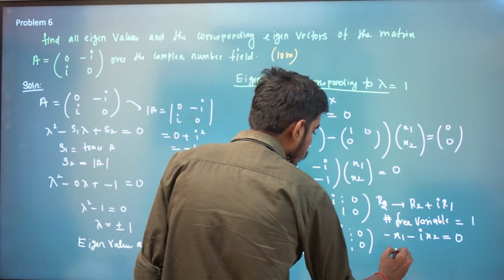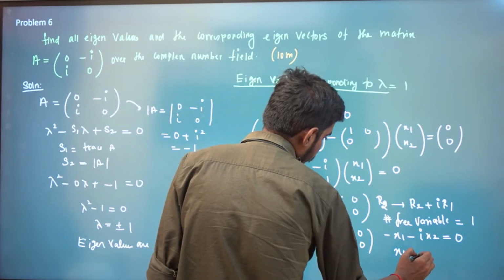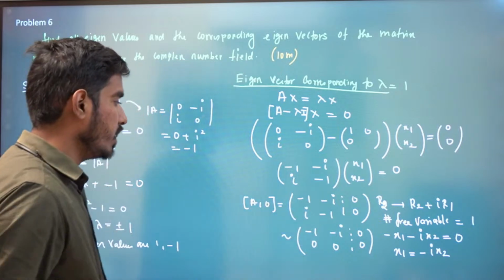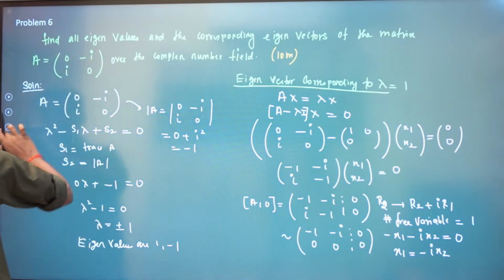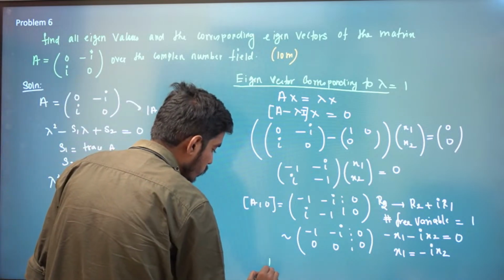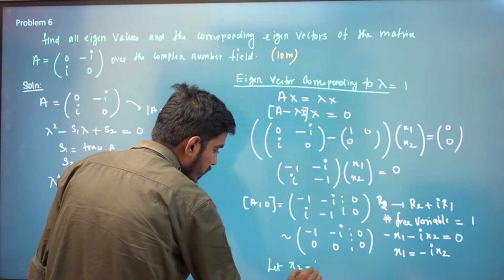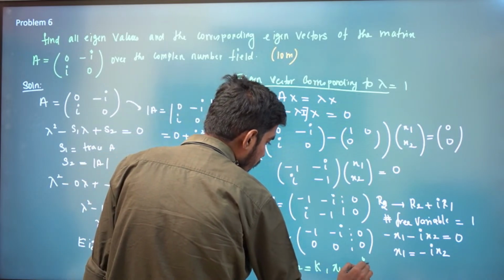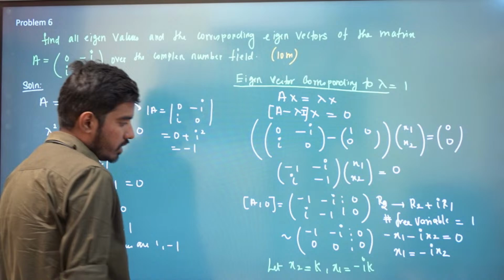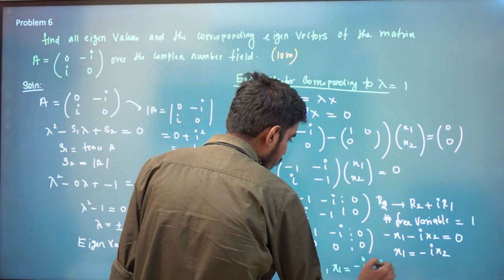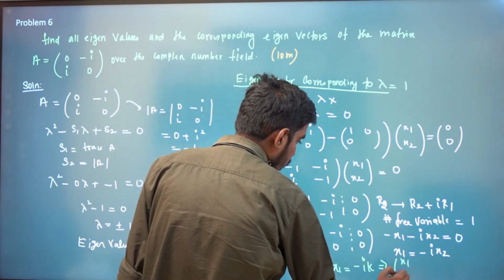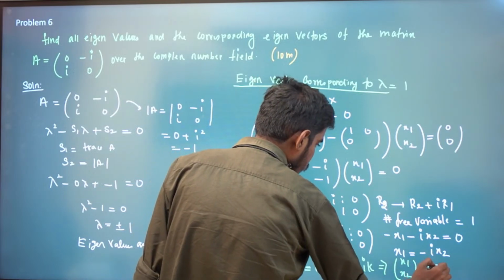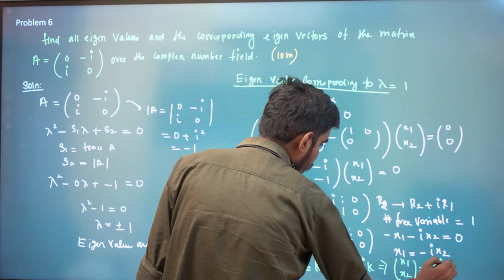So that means our x1 will become minus i times x2. Let us put x2 equal to k, because we have one free variable, right? Then what will be our x1? x1 will be minus i times k. So my eigenvector (x1, x2) is given by (minus i k, k).